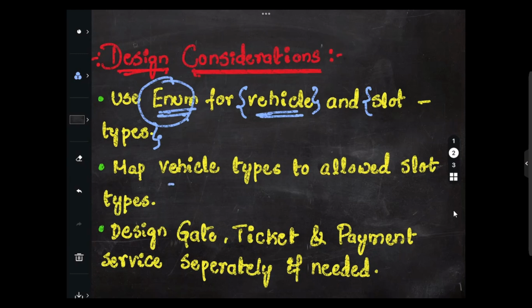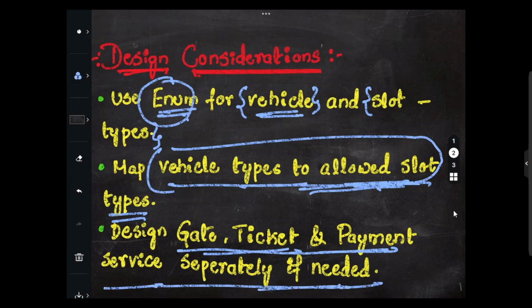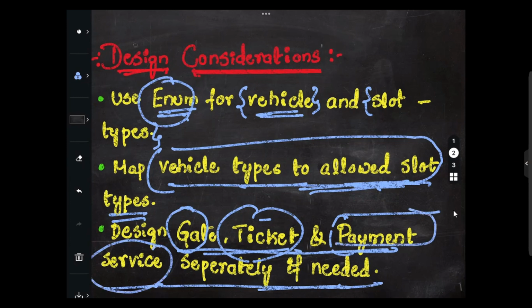And the second thing here is we will map the vehicle types to the allowed slot types, to the particular allowed slot types, right? This is very important. Just keep this in mind. So this is the idea basically we are discussing, right? We will design gate, ticket as well as the payment service separately if needed. This is important. This is fine.